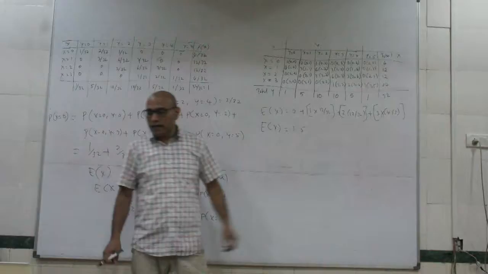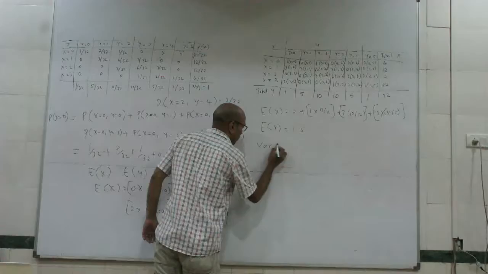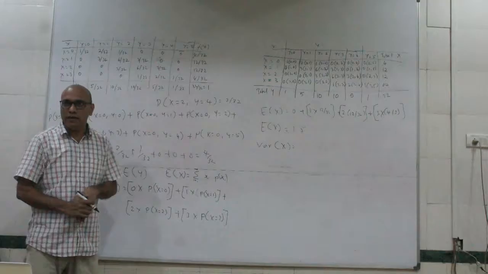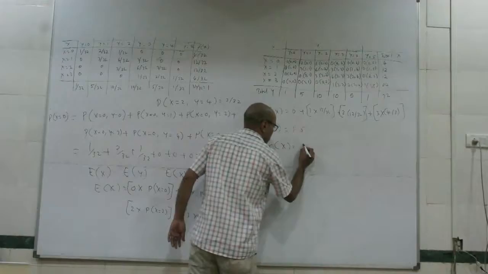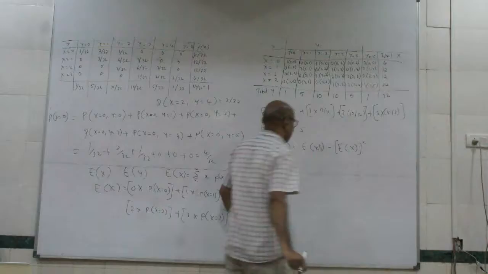I can similarly compute expectation of y. I am leaving it with you. What I will do is quickly compute the variance of x. How do I compute variance? Variance is expectation of x square minus expectation of x the whole square.